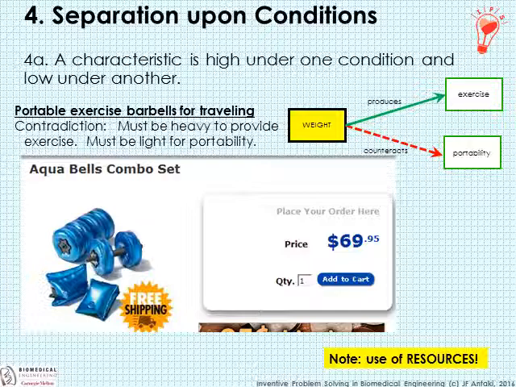So the contradiction can be described. You want it to be heavy so that you can actually get some exercise. But on the other hand, you want it to be light, and you also want it to be small. So using resources, which is the water that's in your hotel room, you can create these weights and solve that kind of contradiction.